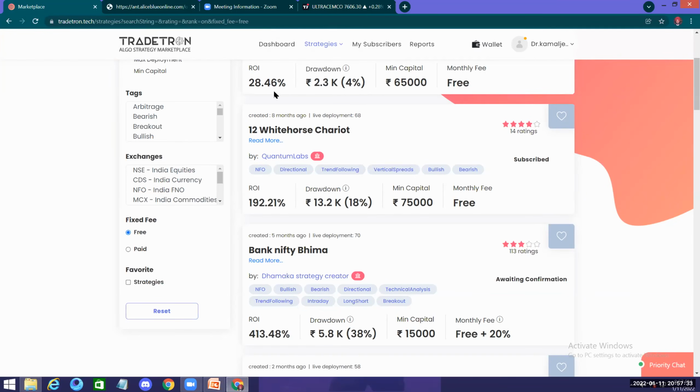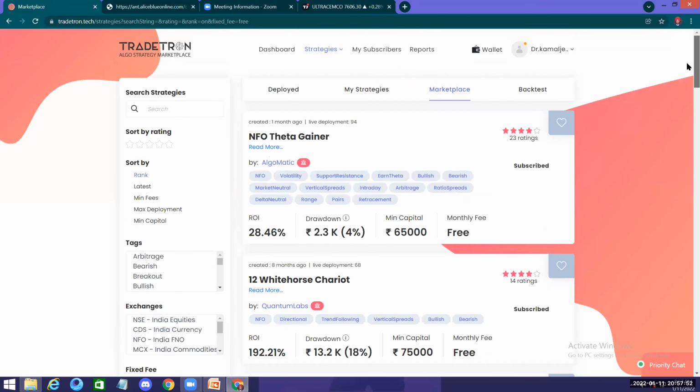Because we were looking at 30%, and 28.46 is what I'm getting. But the capital deployed is too less for me. 113 rating, what is that? Is the rating given by the people who have rated this? Okay. Sir, what do they get out of it, these people who are making these strategies and it is free for us to follow?